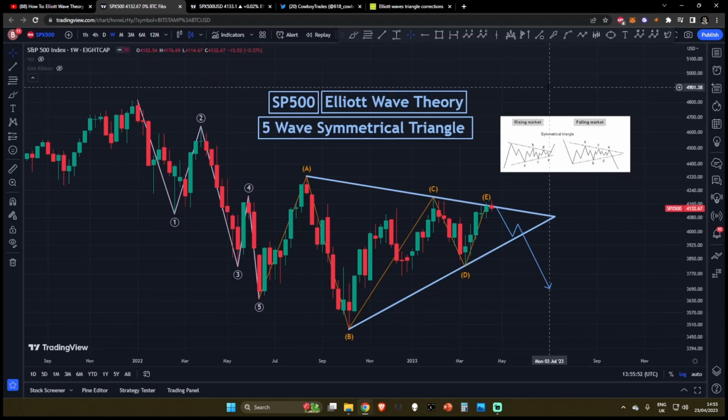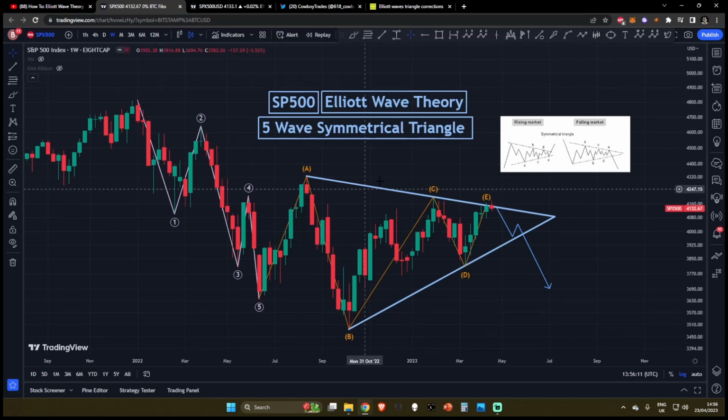Now, this is a beautiful pattern that I love to trade a lot in Elliott Wave Theory. Specifically, we're going to be looking at the S&P 500 for this, but you can trade this on Bitcoin, you can trade this on altcoins, you can trade this on gold, silver, commodities, assets, anything you want. So let's look at the S&P 500 right now, and we'll talk about this.